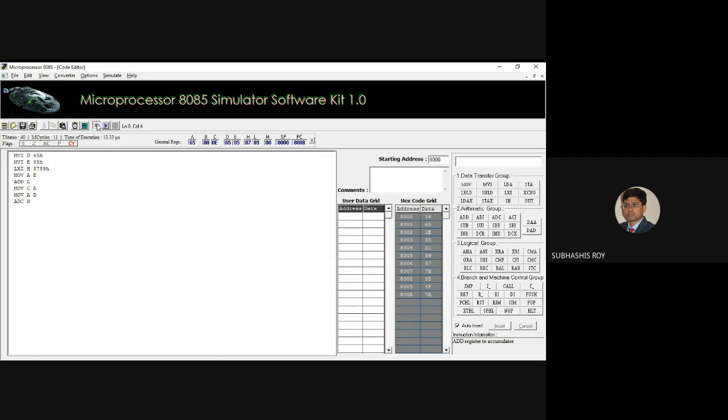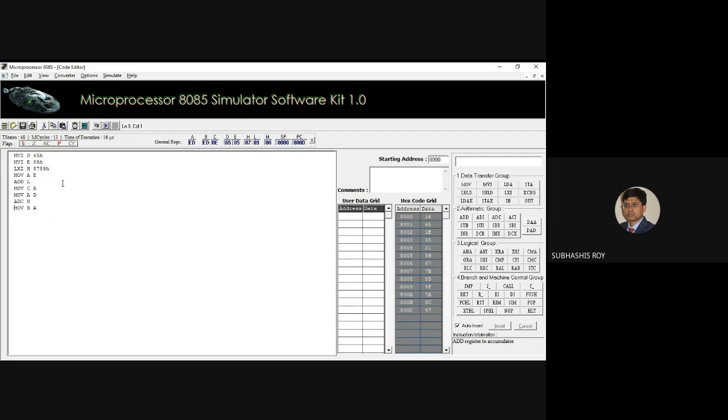Now you can see that once I execute this code, I am getting the D content and I am adding the H content. So you are getting the result ED. This is your result ED. This result you can move into register B, right? ED. So that means when we are adding 85 with 89, these are two 16-bit numbers.